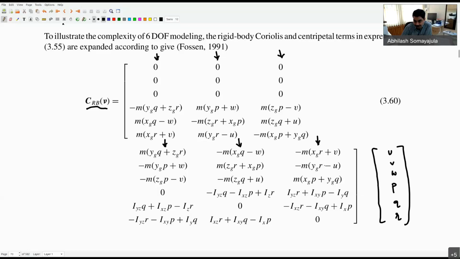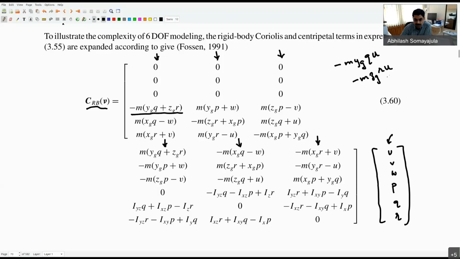Is it matrix CRB or CRB times V? This is only matrix CRB. We are going to now multiply by V just to see which are the terms which are linear or non-linear. So notice that when we multiply this with U, you will get some terms. For example, if I take this term, when I multiply that by U, what do I get? Minus MYG times Q times U, correct? Minus MZG times R times U.